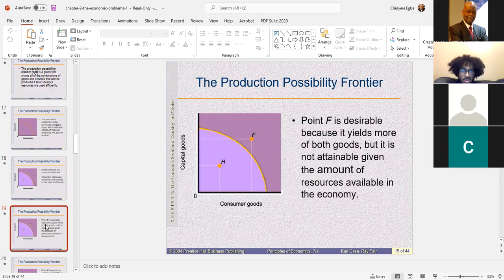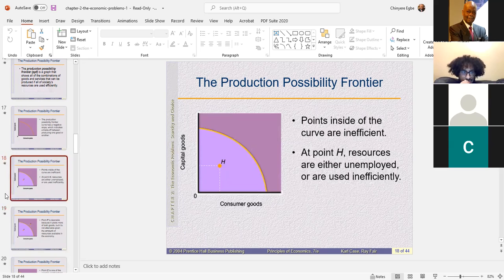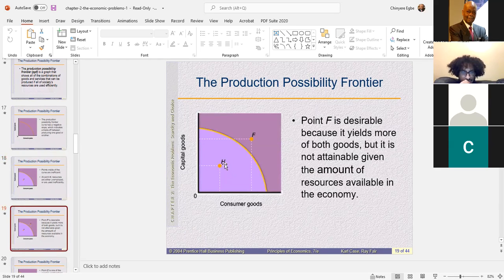Wait, so the closer point H is to 0, the less you produce. Well, not produce, it's more inefficient. Yes, precisely. You are not being as efficient. You are not making full use of your capabilities. And so you see the point H, okay. So the point H shows that you are not making full use of your resources.